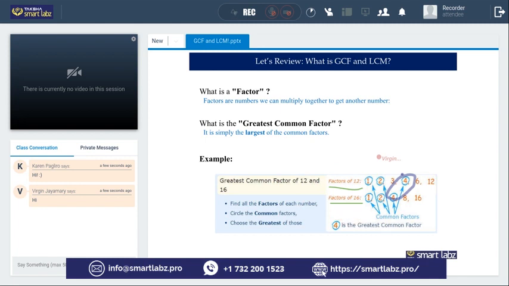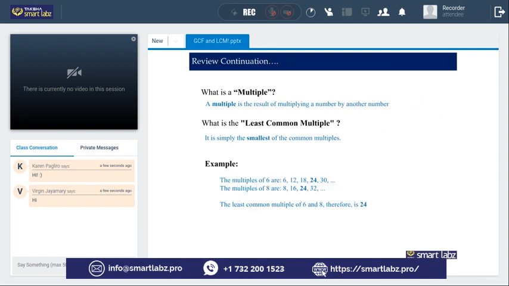Okay, great job. Let me see. I like to give some smiley faces. So real quick, let me just give a quick smiley face here because you went above and beyond on this question. Good job. Okay, so what is a multiple? Can you please read that for me? Okay, now a multiple is the result of multiplying a number by another number.